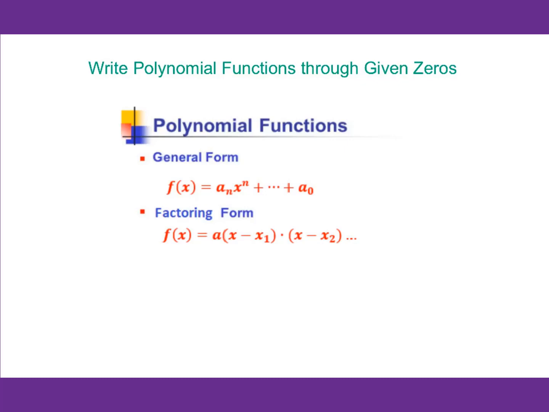This video is about writing polynomial functions through given zeros. We know that for polynomial functions, there is a general form and also the factoring form. For the factoring form, we have a as a leading coefficient, then multiplied by x minus roots.